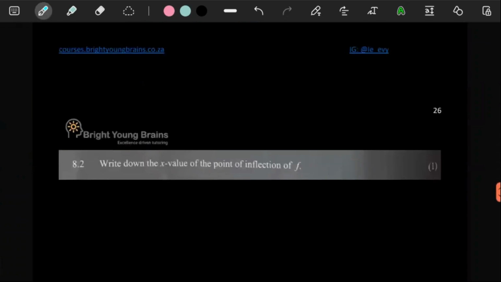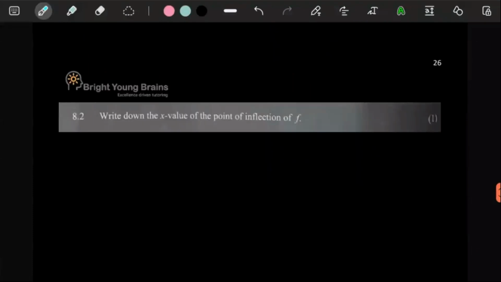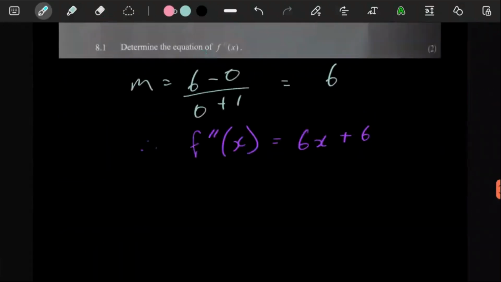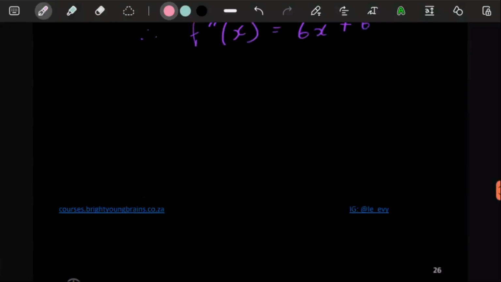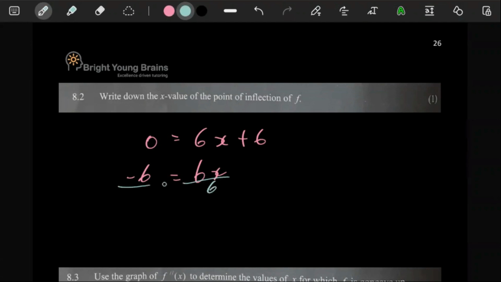The next one is question number 8.2. 8.2 says, write down the x value of the point of inflection. So writing down the x value of the point of inflection, we know that you have to just make your second derivative equal to 0. So our second derivative, we're going to make it equal to 0. And then here, going to have -6. Divide both sides by a 6. Going to have x as -1.